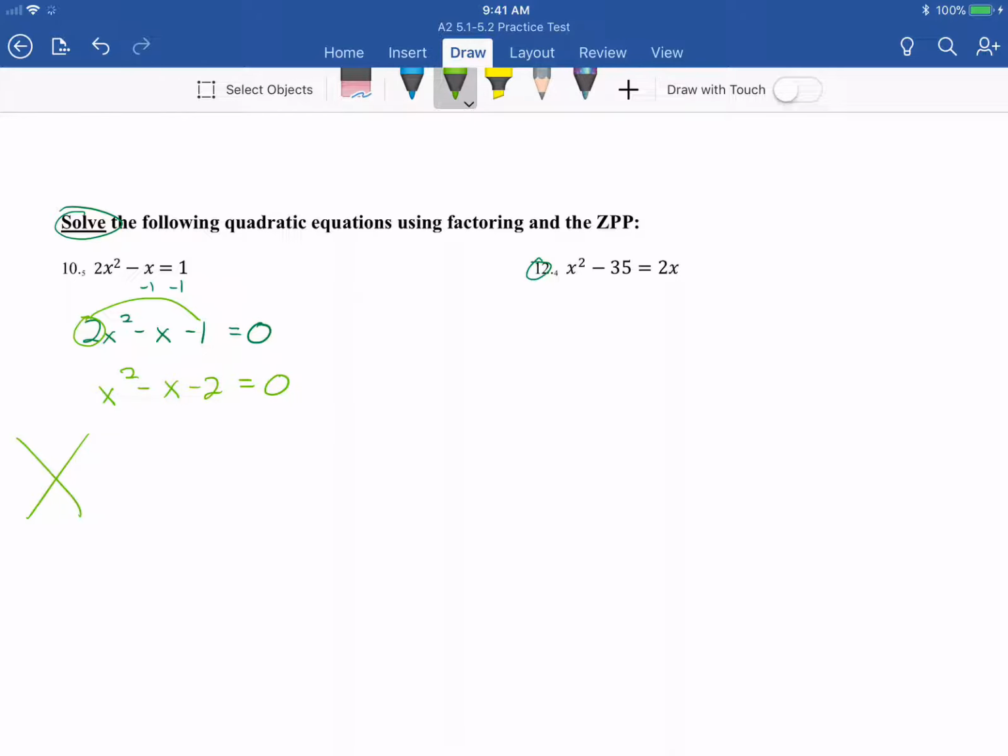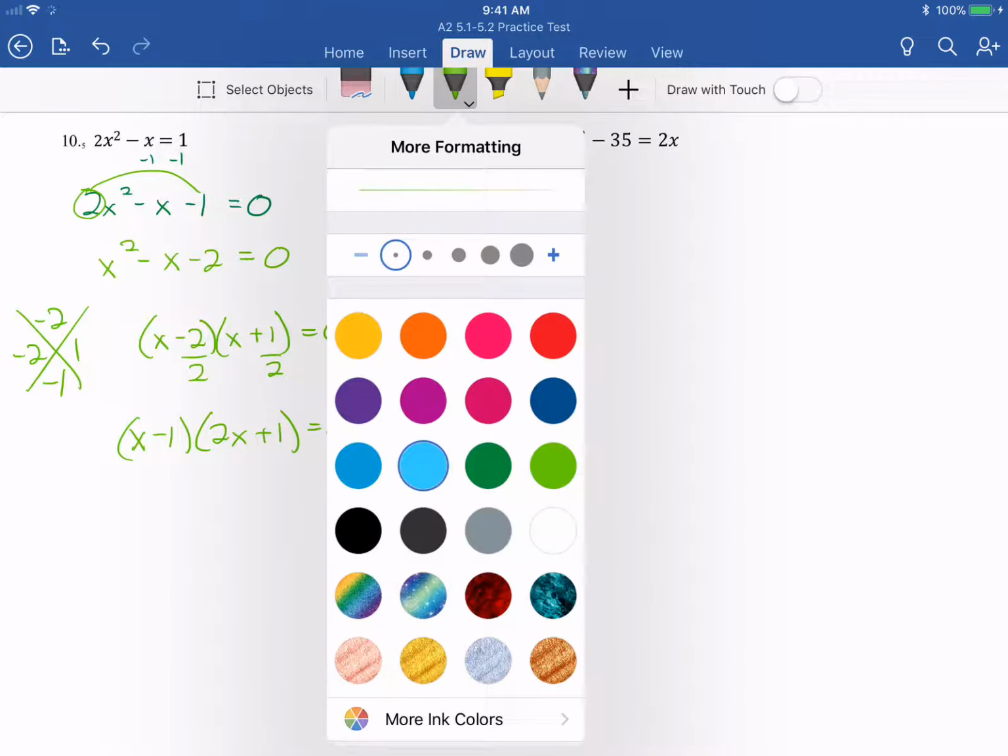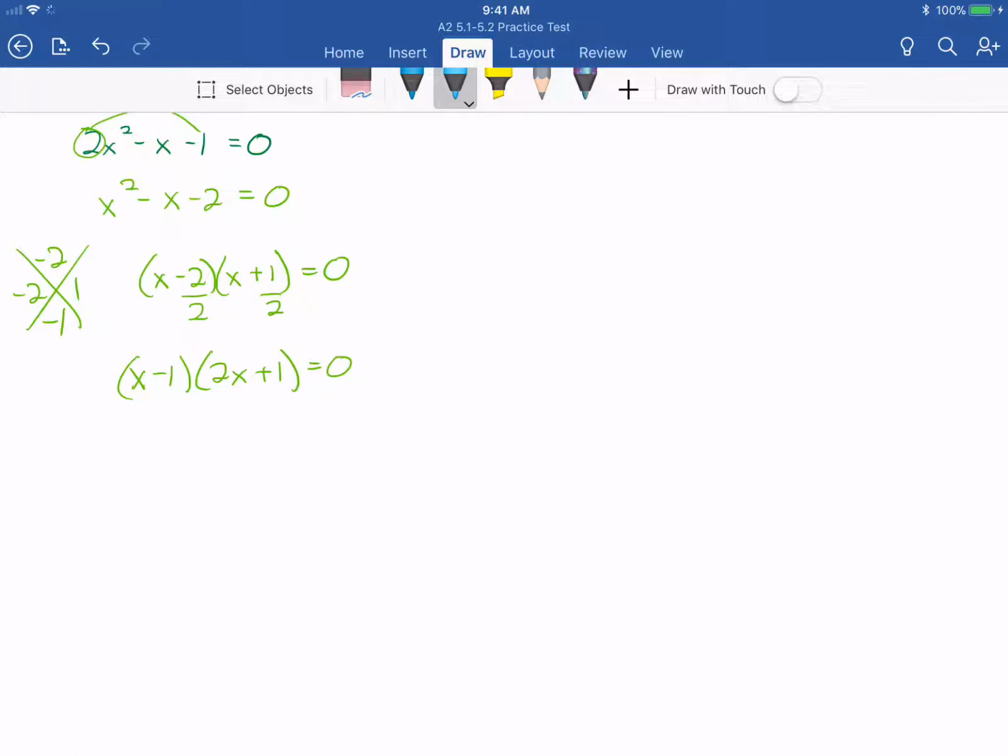Go through, put this guy in the diamond. I get negative 2 and negative 1. Two things that multiply to negative 2 and add to negative 1 are negative 2 and positive 1. So I get x minus 2 and x plus 1. Set those equal to 0 again. Don't forget to divide by 2 here. So now I have x minus 1 and 2x plus 1 equals 0. Last step, since it's set equal to 0, you have to make sure you set each of these equal to 0. So I have x minus 1 is equal to 0 and 2x plus 1 is equal to 0.